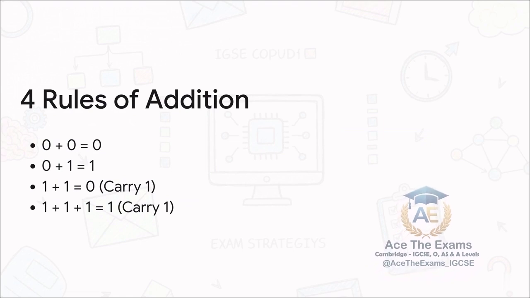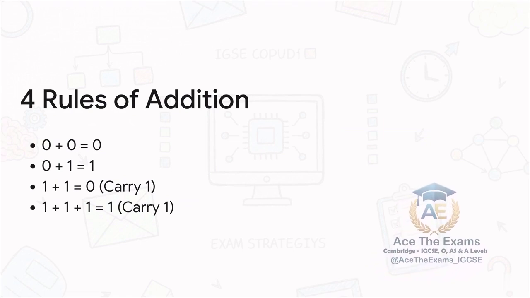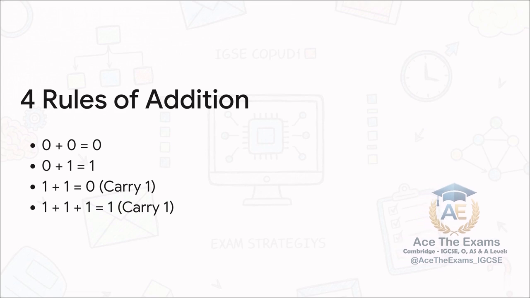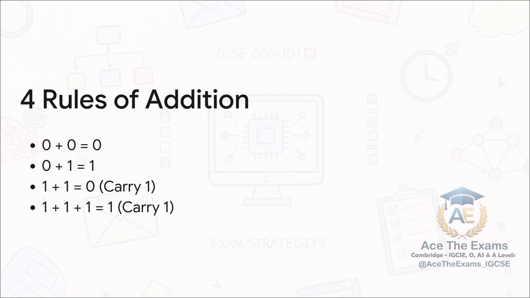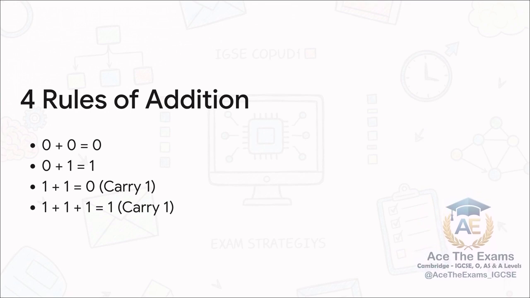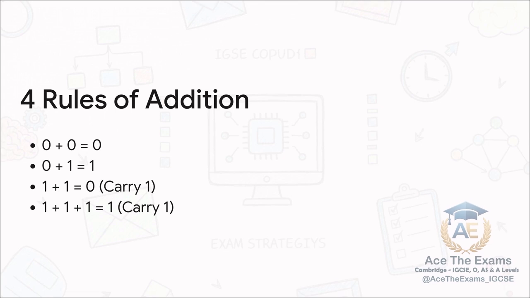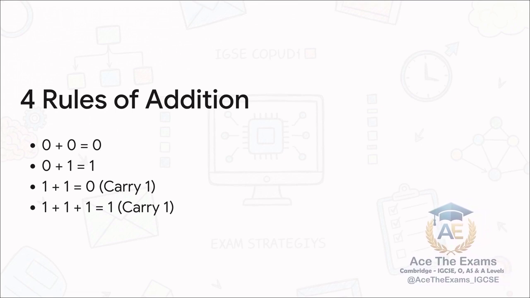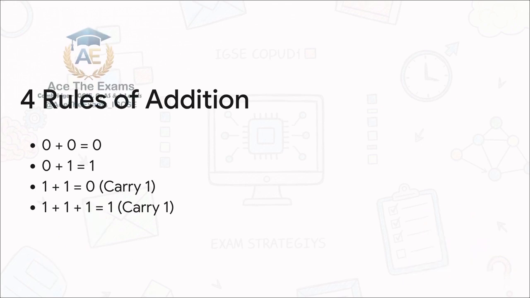The first 2 are pretty obvious, right? 0 plus 0 is 0, and 0 plus 1 is 1. But pay very close attention to the 3rd and 4th rules. Because the number 2 literally does not exist in the binary system, 1 plus 1 equals 10 in binary. So you write down the 0, and you carry the 1 to the next column. If you end up adding 3 ones together, the value is 11 in binary. So you write down the 1 and again carry a 1.